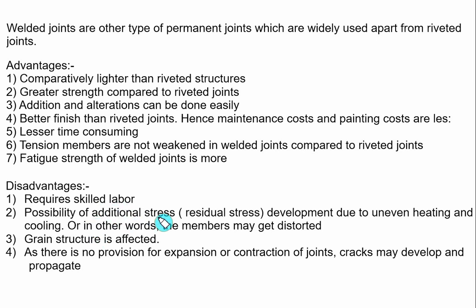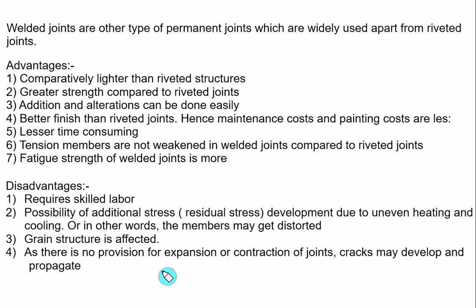Possibility of additional stresses, called residual stresses, developing due to the uneven heating and cooling. In other words, when we do the welding, the parent material will also get heated, so it is not a localized heat. In some welding procedures we have a localized heat, but in arc welding, which is normally 50% of the industrial use, heat is transferred to the parent material, and therefore additional stresses will be developed due to uneven heating and cooling. So that is the formation of residual stresses.